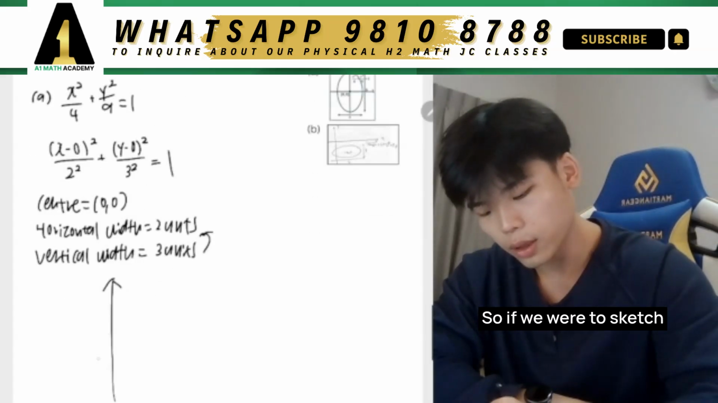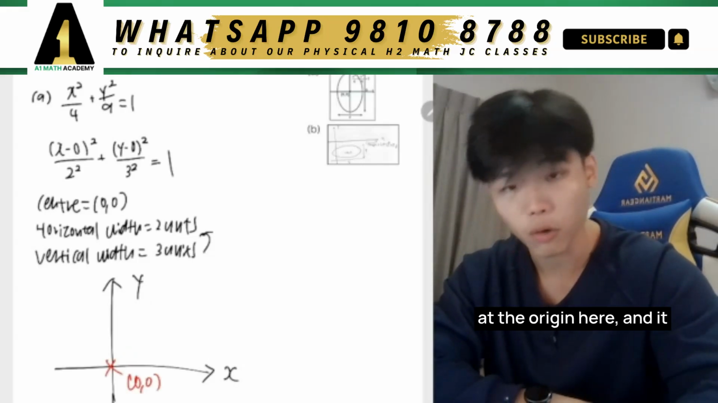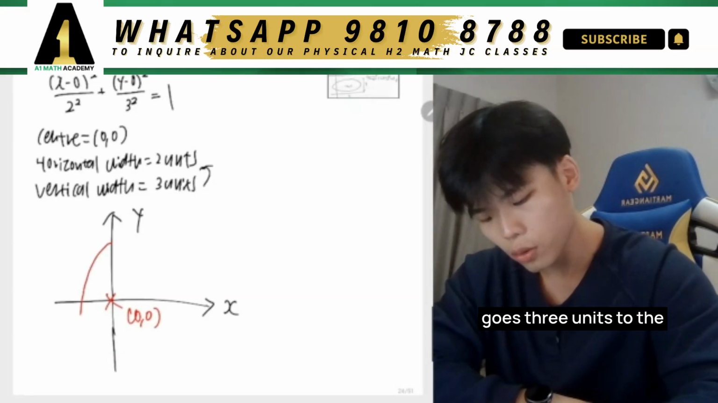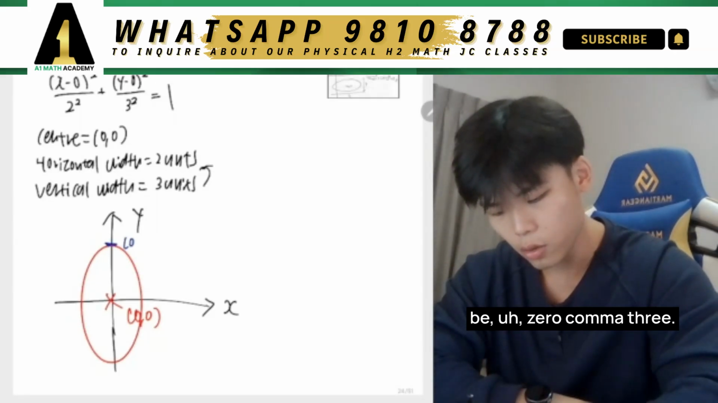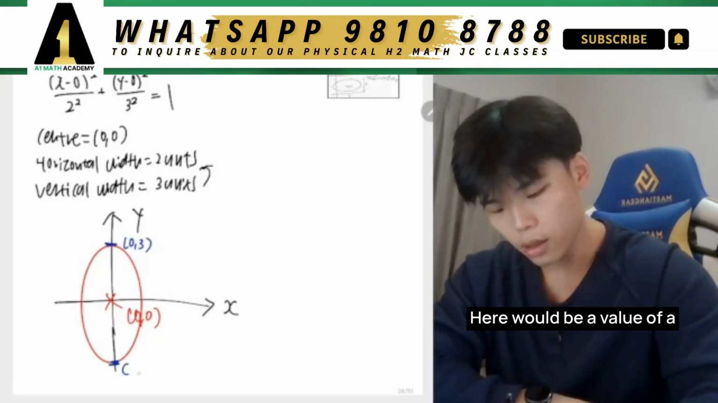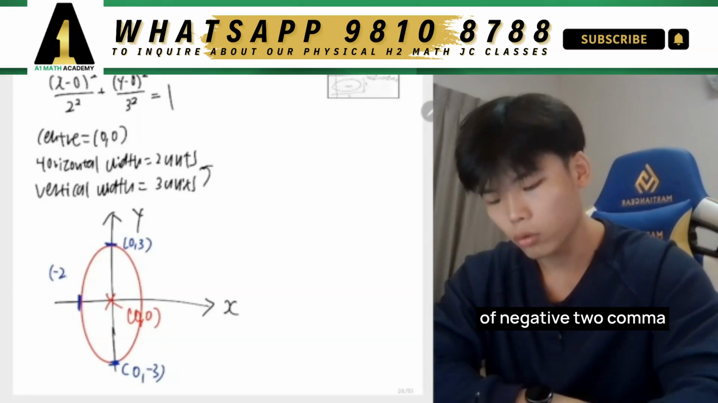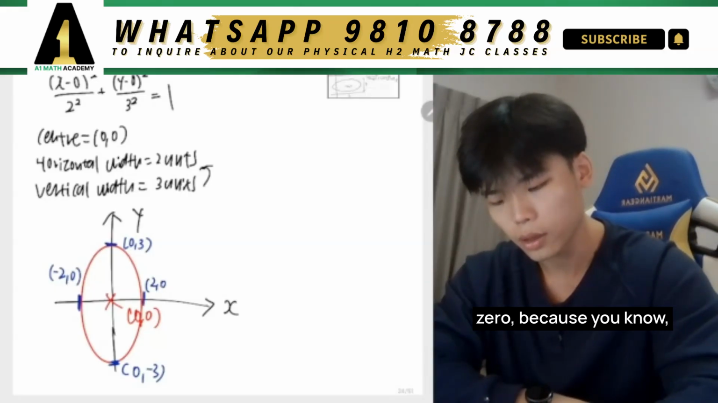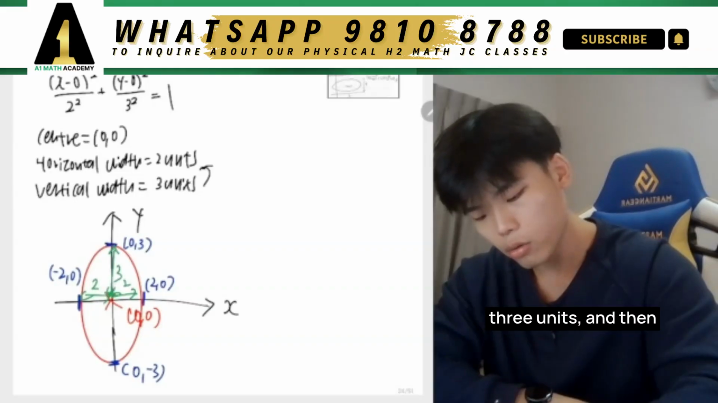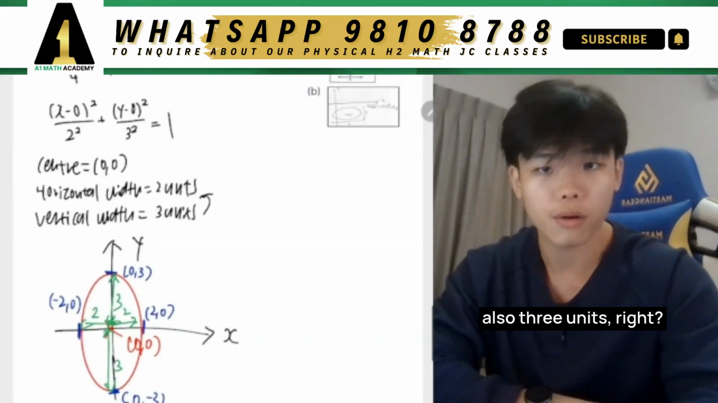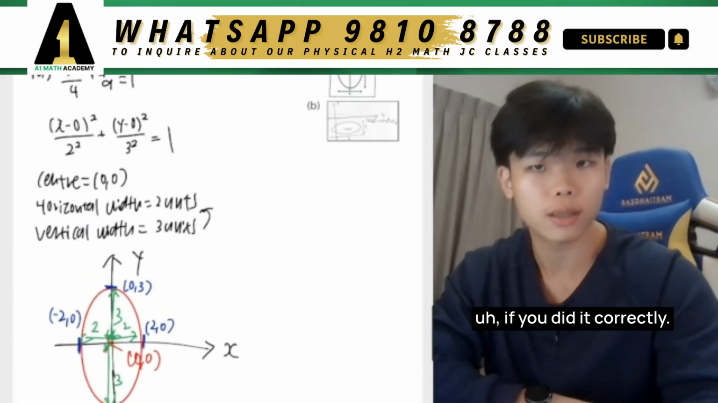If we were to sketch this whole ellipse out, y against x over here, we know that the center is situated at the origin, and it goes 3 units to the top and 3 units down. So it looks something like that, whereby here would be (0, 3), here would be (0, -3), then here we'll have (-2, 0), and here we'll have (2, 0). Because the width here is 2 units, the height here is 3 units, and from here to here is also 3 units. All in all, that would be it for this ellipse. So that's what you should have sketched if you did it correctly.